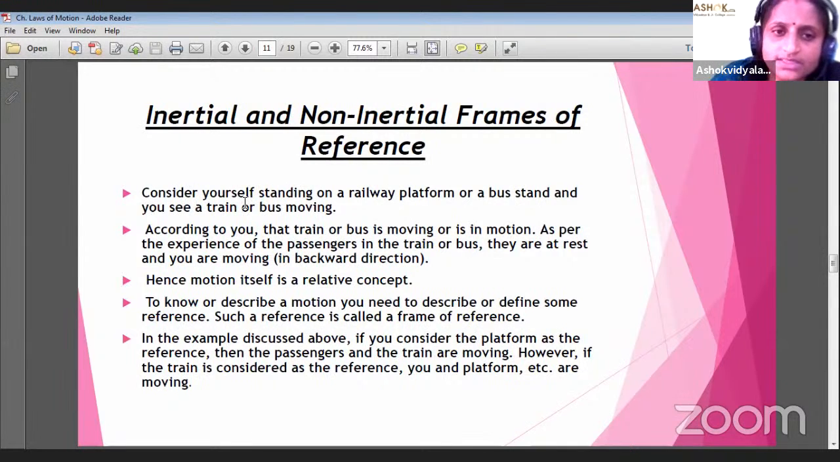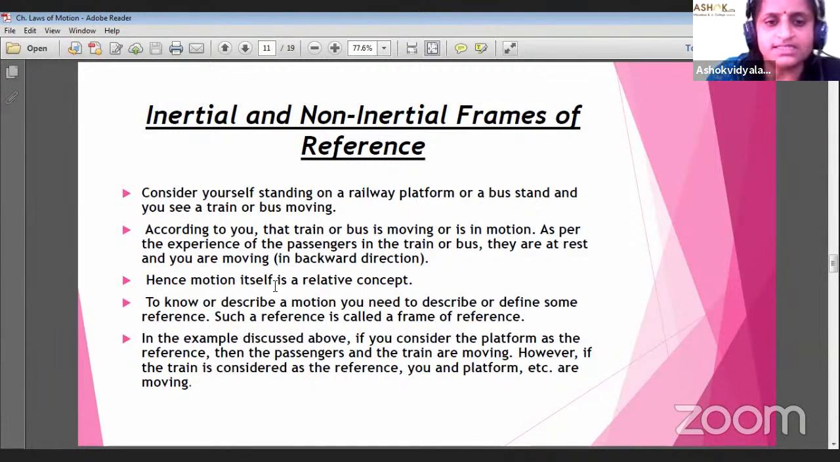First, consider yourself standing on a railway platform or a bus stand and you see a train or bus moving. According to you, that train or bus is in motion. As per their experience, the passengers in the train or bus are at rest, but you are moving in the backward direction.